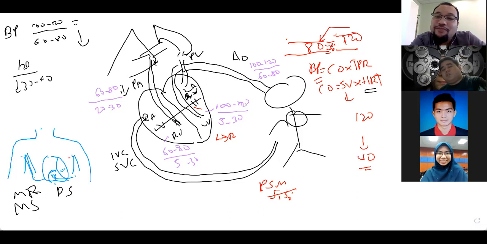Okay, I repeat my question. PS go into heart failure tak? Tak. No, sebab dia oligemic lungs dan juga right ventricular hypertrophy, boot shape heart. So PS do not go into heart failure, sebab kurang fluid pergi dekat lungs. Okay, clear? Clear setakat ni?